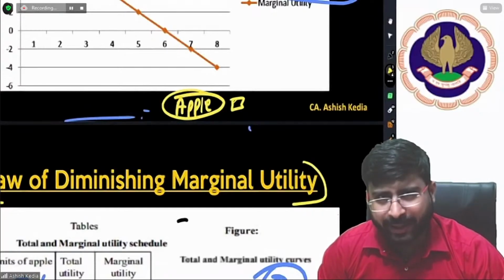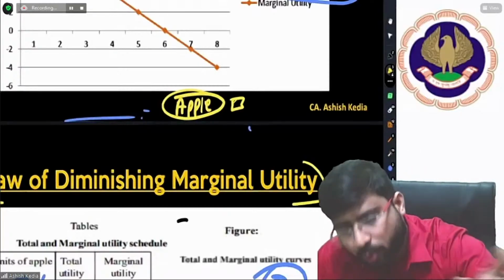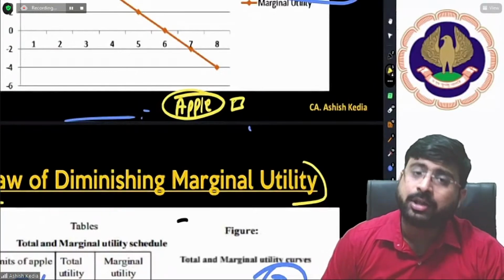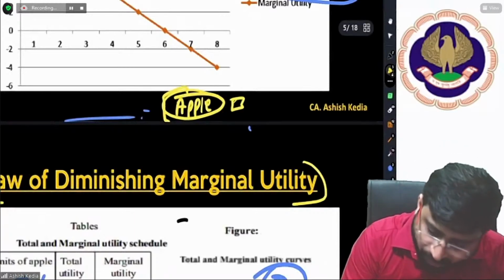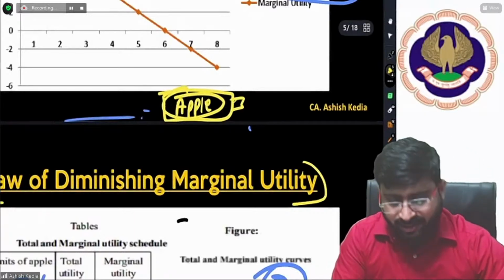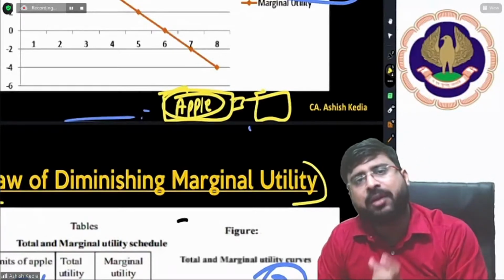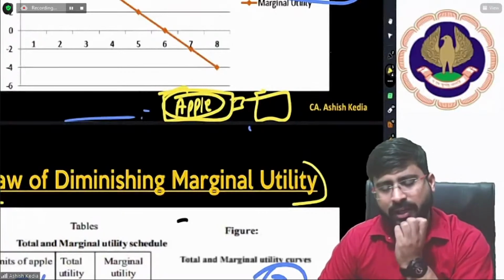Now will the small bite satisfy your hunger? No. So the second bite will be equally liked by you, so there will be no diminishing marginal utility. That's why we are saying standard consumption. When we are eating an apple, the first apple will be taken as 1 unit, the second apple will be taken as 1 unit. It's not that a bite out of an apple will be taken as the first unit. It cannot be done.